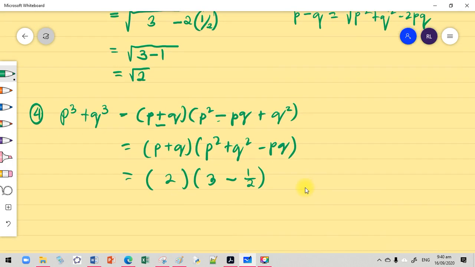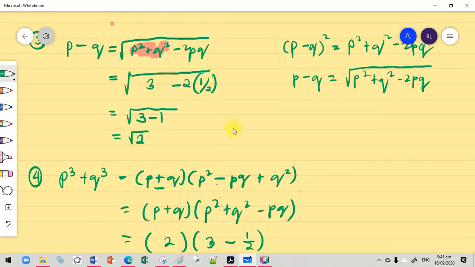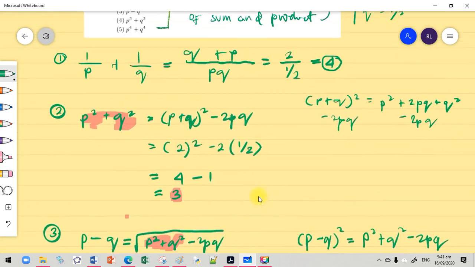So continuing that, you'll get 2 times 1/2, take away 3 is 5/2. Okay, and twice of 5/2, of course, that is 5. So p cube plus q cube is just 5. Again, the general technique is just to write this in terms of sum and product of roots, and other available identities if possible.